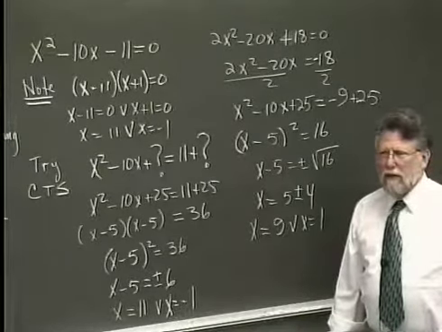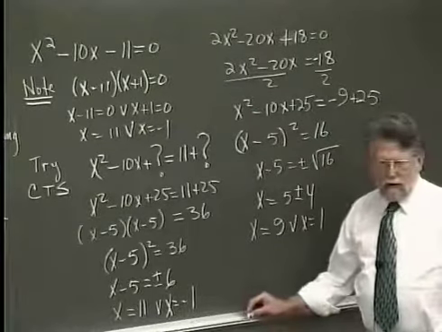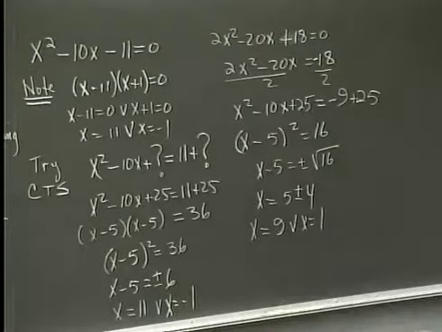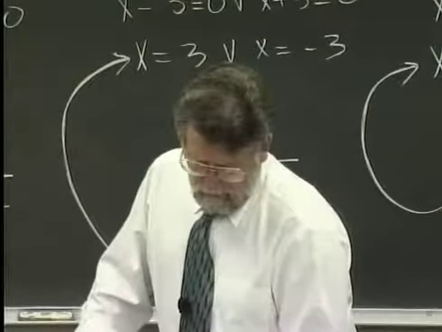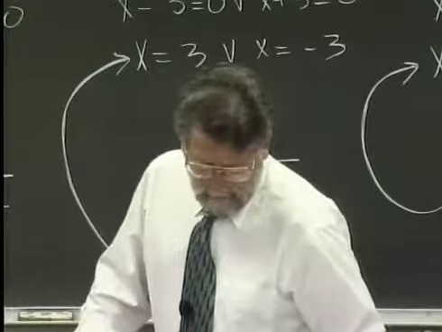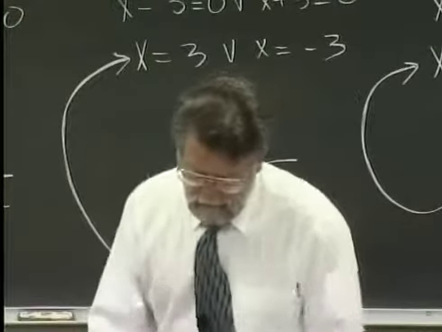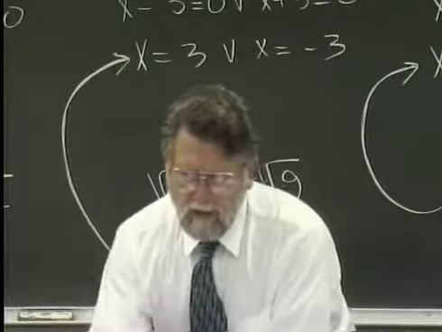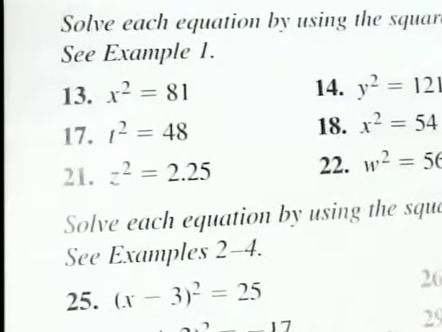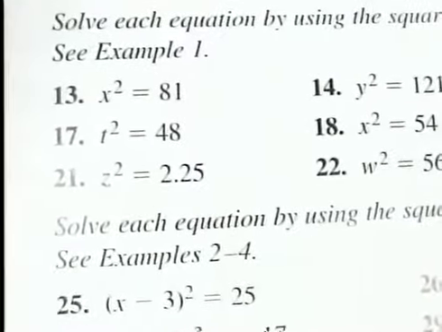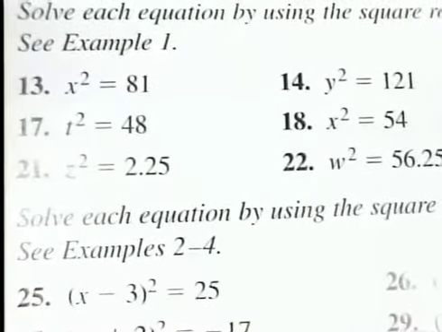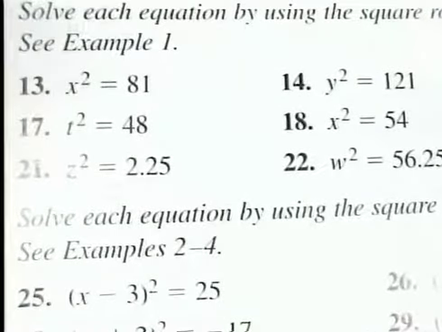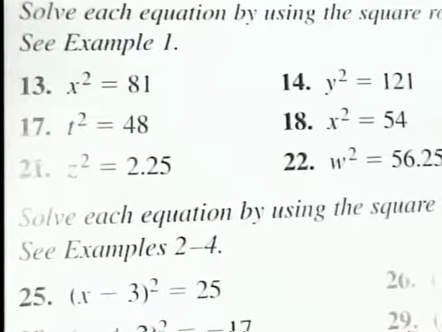Okay, what I'm going to do is walk off camera here. I'm going to go back to the book. And we're going to look at the kind of problems that are done in the text at this point. If we look at page 581, and first coming back to the 13, 17, 21, 14, 18, 22, they're all pretty straightforward. Take the square root of both sides. This is on page 581.